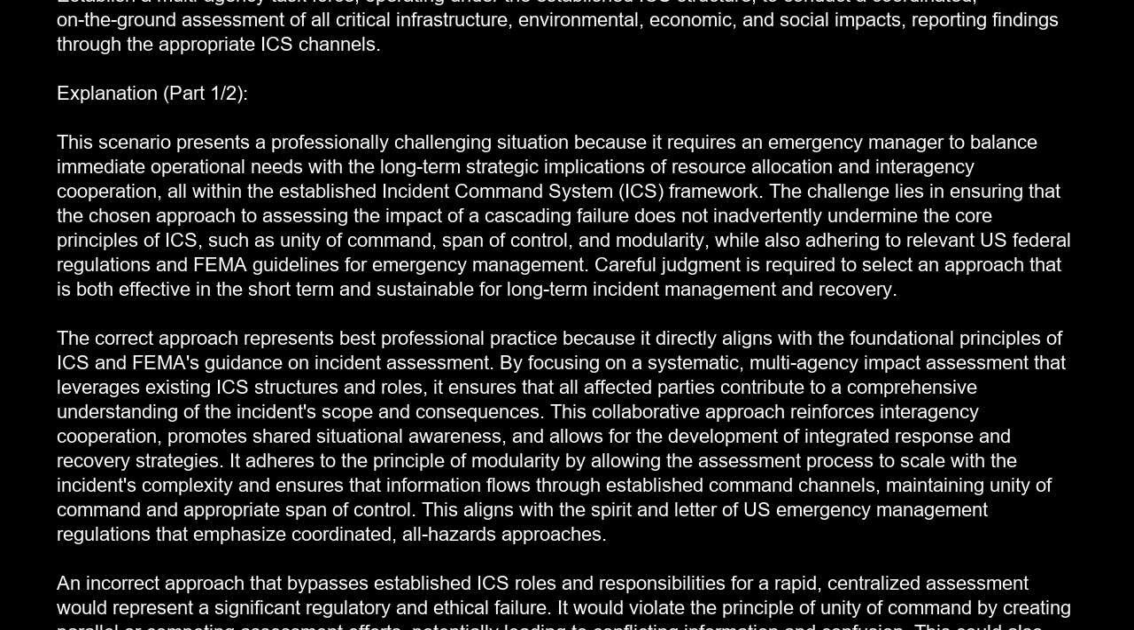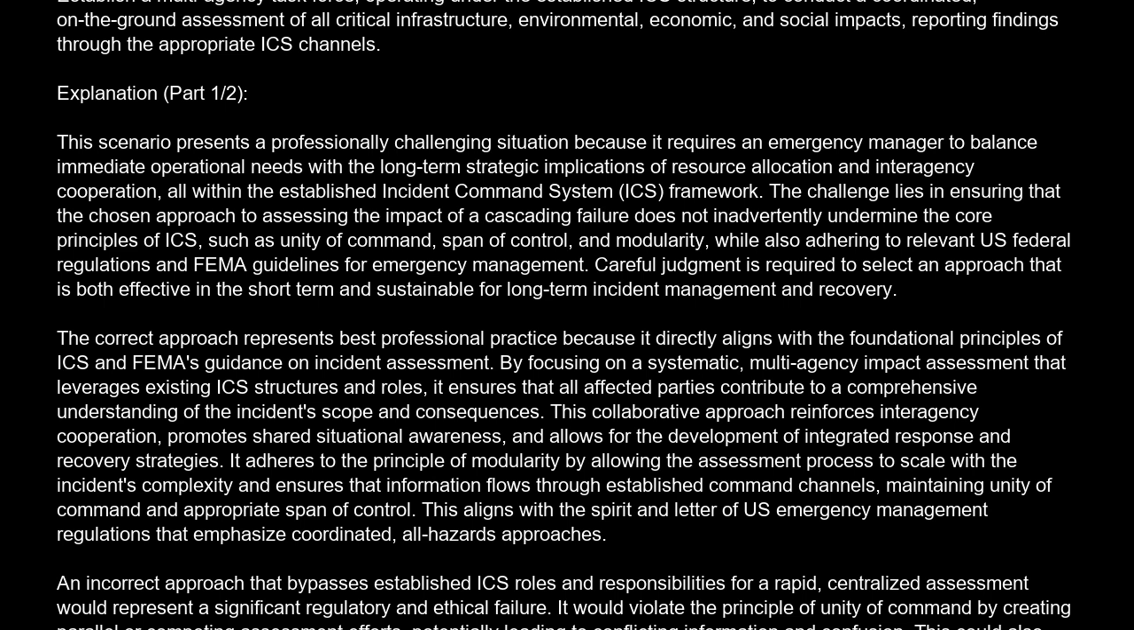Emergency management regulations emphasize coordinated, all-hazards approaches. An incorrect approach that bypasses established ICS roles and responsibilities for a rapid, centralized assessment would represent a significant regulatory and ethical failure. It would violate the principle of unity of command by creating parallel or competing assessment efforts, potentially leading to conflicting information and confusion.